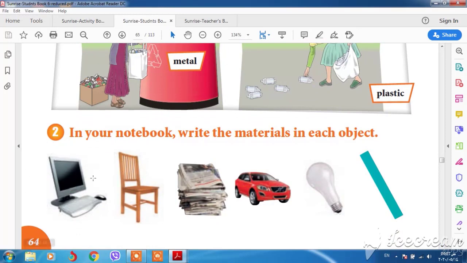And now we have some words, some kinds of things. Okay, we have this picture. We have a computer. What can you say? We can say metal, we can say glass, and you can say plastic. For a chair, you can say wood, and you can say plastic. For paper, you can say paper, just paper. For a car, you can say plastic, and you can say metal, and you can say glass also. For a light bulb, you can say glass, and you can say metal. For a ruler, you can say also metal, and you can say plastic. Okay.